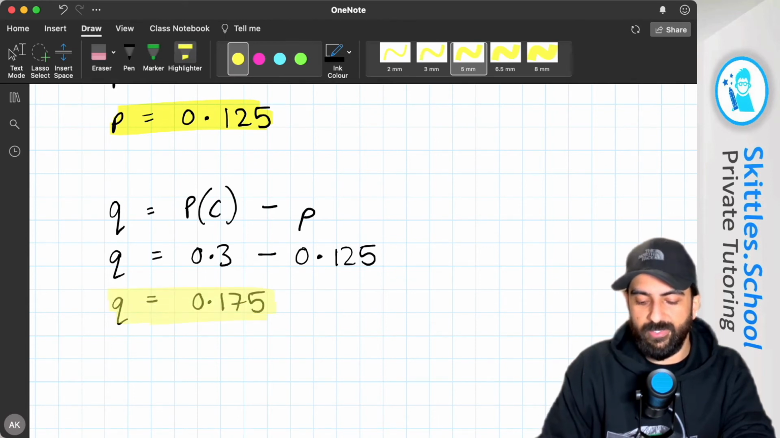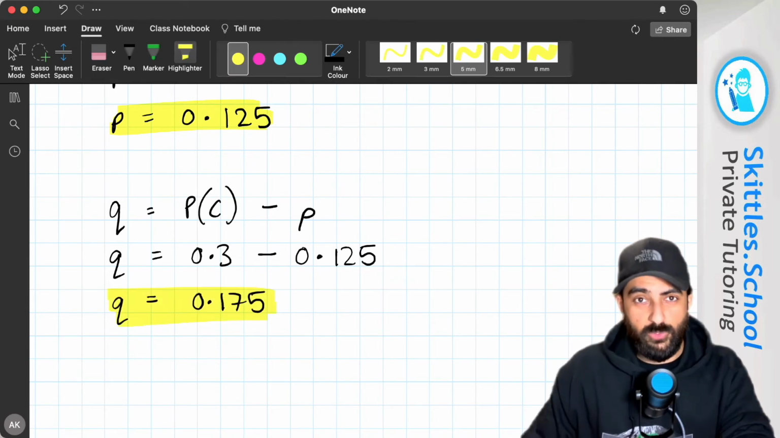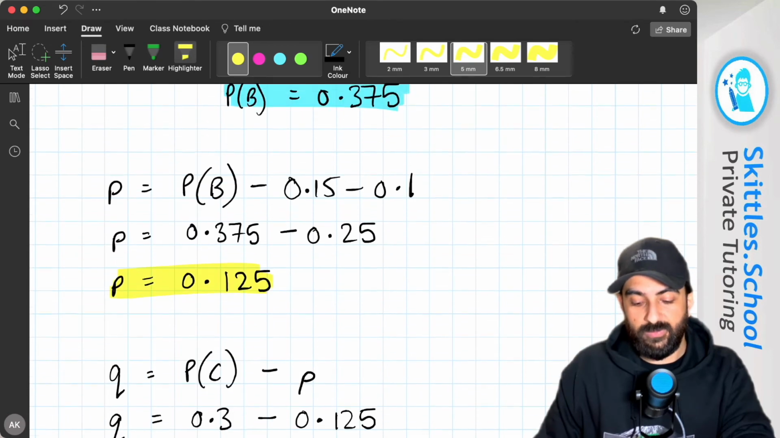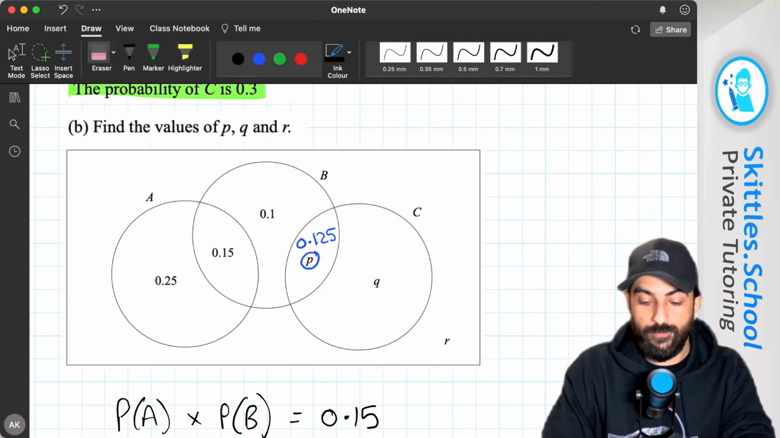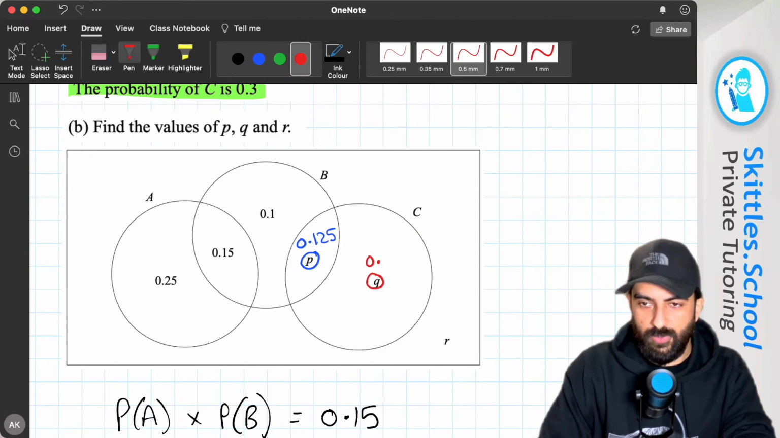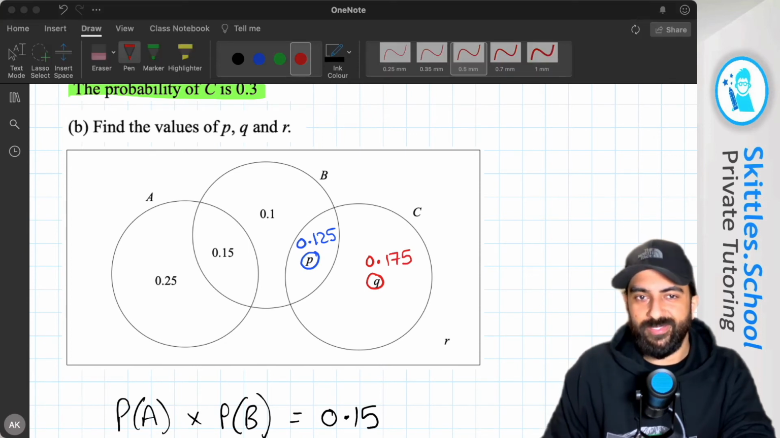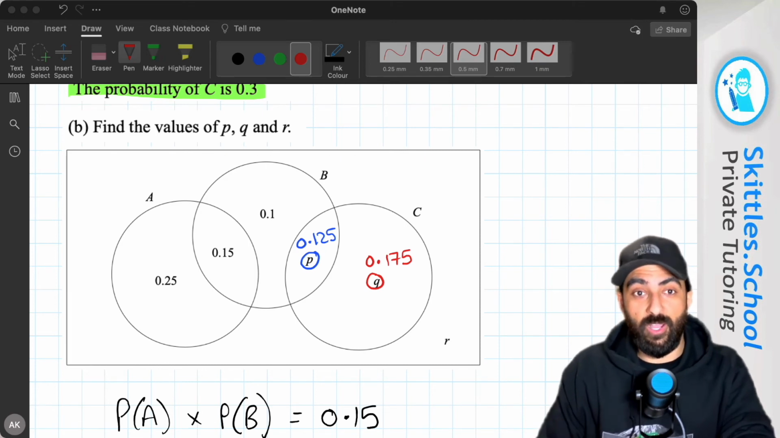Now we have Q. We're going to highlight that too, and we'll also put that on our diagram, just so we remember. That's 0.175. Okay, we've got P and we've got Q. And finally, we can use everything we've calculated to deduce R.